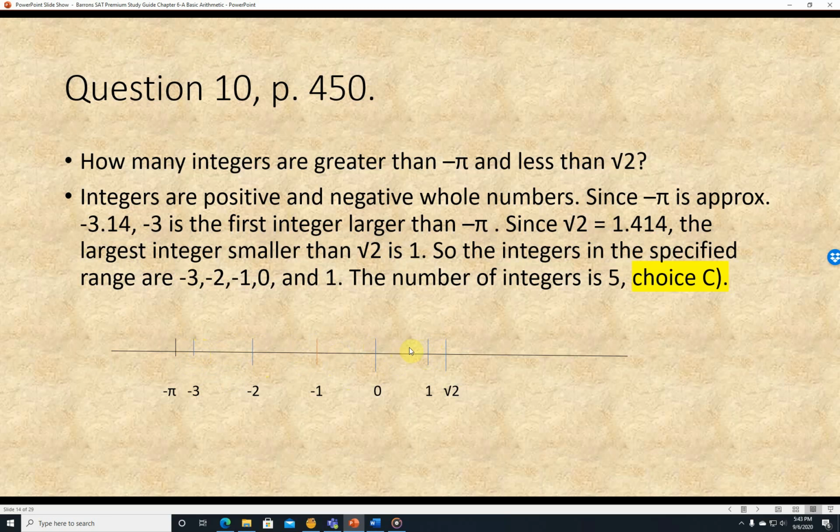I think the first time I did this, I actually forgot 0, so it's not bad to put your brain into low gear and actually draw a little graph or write down the numbers. So the number of integers is 5, which is choice C.